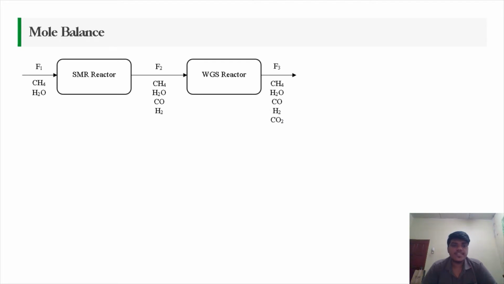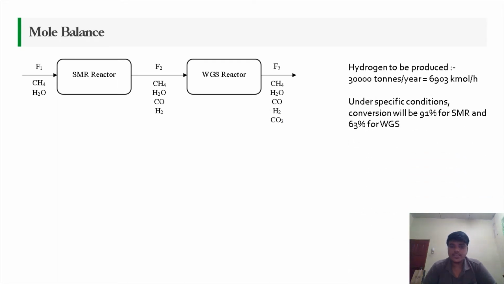Now, this is the basic flowchart of the production, and the hydrogen to be produced is 30,000 tons per year, which is equivalent to 6,903 kilomoles per hour. And under specific conditions, which is a steam carbon ratio of 5, conversion can be assumed to be 91% for SMR and 63% for water gas shift.